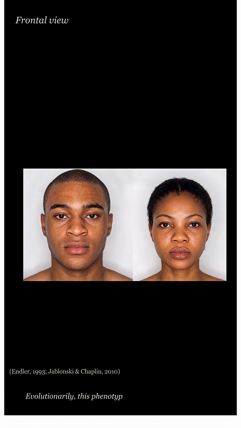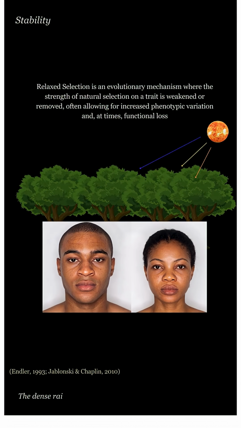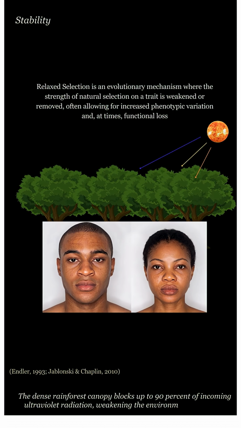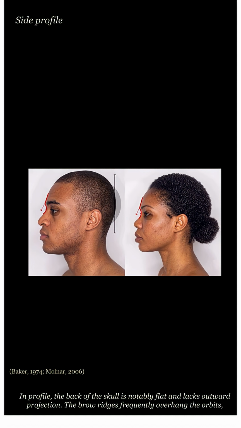Evolutionarily, this phenotype may have stabilized through relaxed selection. The dense rainforest canopy blocks up to 90% of incoming ultraviolet radiation, weakening the environmental pressure requiring very dark skin. In profile, the back of the skull is notably flat and lacks outward projection. The brow ridges frequently overhang the orbits, creating a visually deep-set eye region.